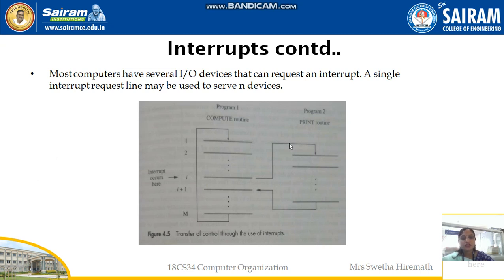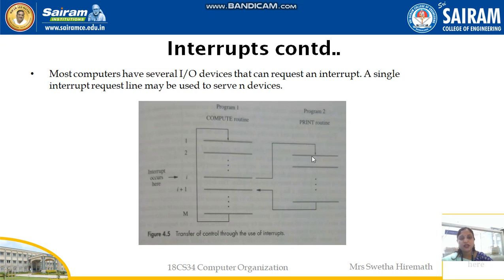Once the part of the program is completed, the control has to be returned to the compute routine. In the compute routine, up to the ith instruction was executed, so it has to start from the I+1 instruction. That data also should be stored in some register. Thus the control is transferred from program 1 to program 2, and again back from program 2 to program 1.